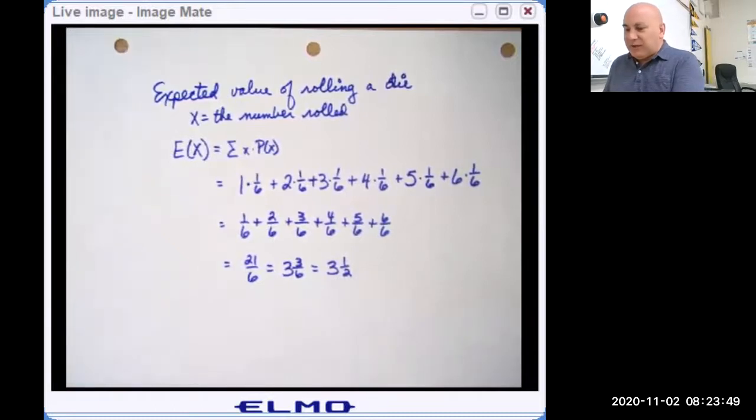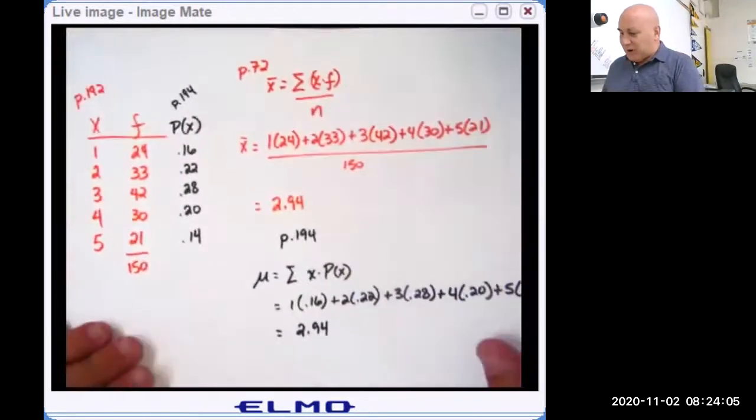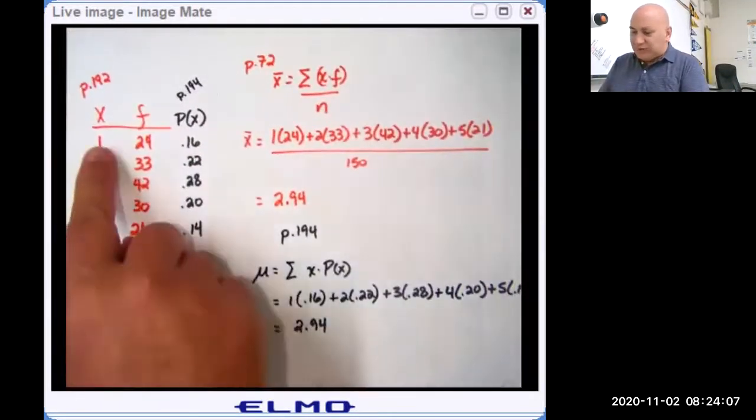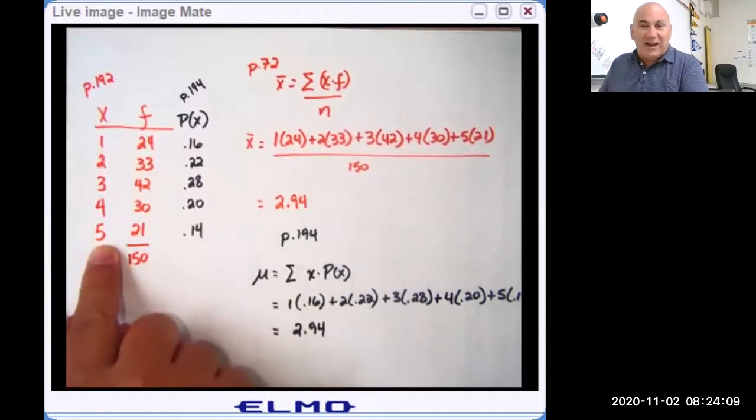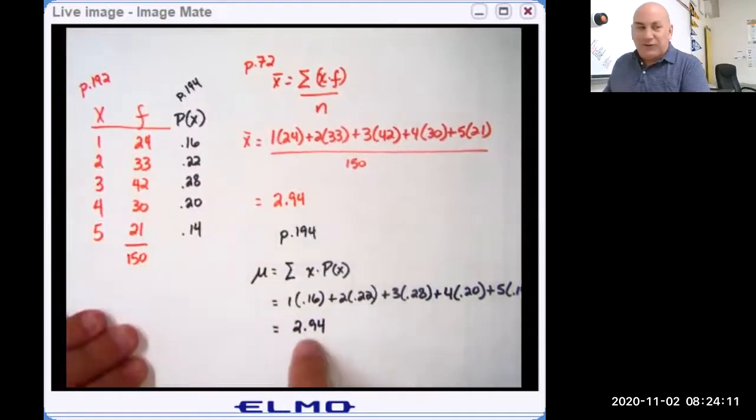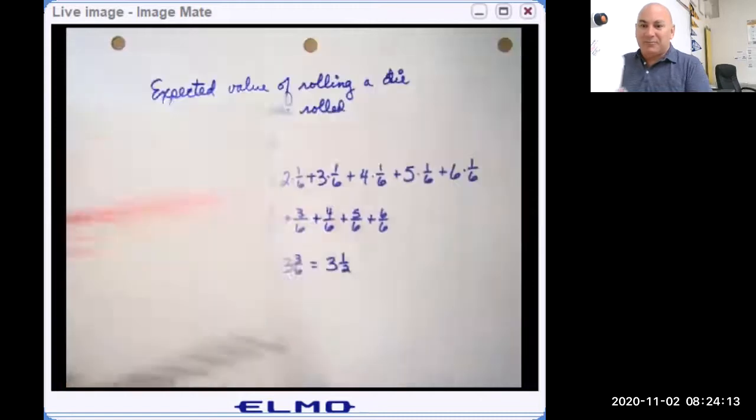So if you were to roll a die 8 zillion times and take the average of those rolls, you'd get 3.5. Is it possible to roll a 3.5? No. You can only roll a 1, 2, 3, 4, 5, or 6. Same as on this problem, where you can only score a 1, 2, 3, 4, or 5 on this test, but the average is 2.94.